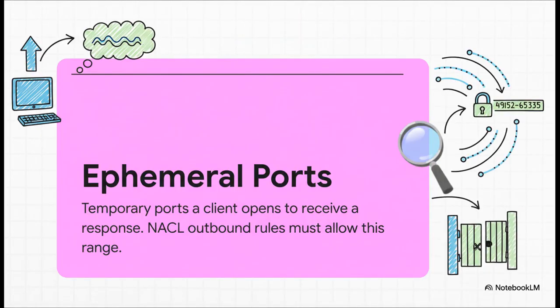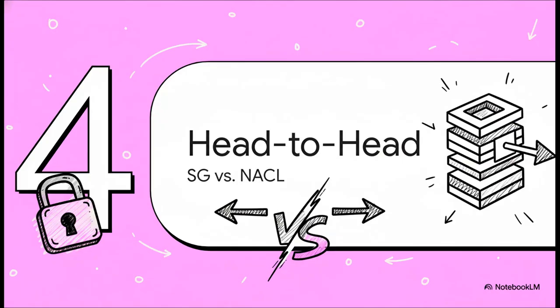And the answer, the magic key, is something called ephemeral ports. Basically, when your computer sends a request, it also picks a random, high-numbered port and says, "Hey server, when you're done, send the answer back to this temporary address." So your stateless NACL needs an outbound rule that says it's okay to send traffic back out to this big range of temporary ports. If you forget that rule, the response gets blocked at the main gate, and your users get nothing.